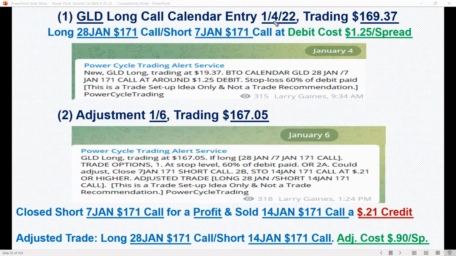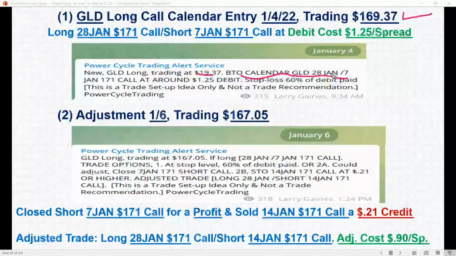This trade setup, we did back on the 4th of January, just to walk you through the trade. At that point in time, it was trading at 169.37. I've got an alert service, and this was an alert trade sent out. You can see here it said GLD long, at 169.37. So it said buy to open calendar the 28 Jan.